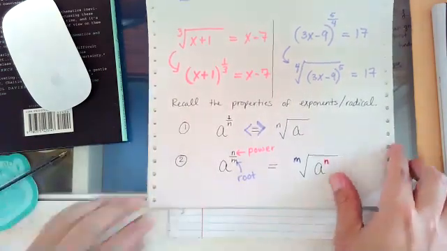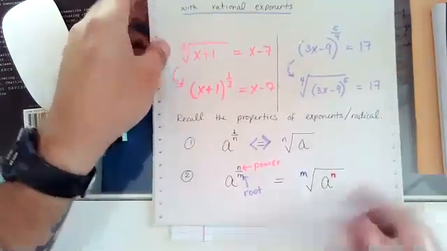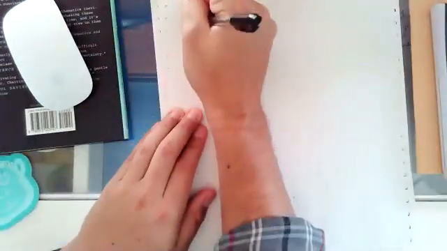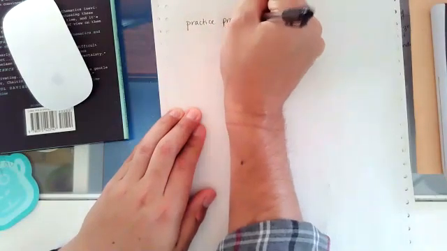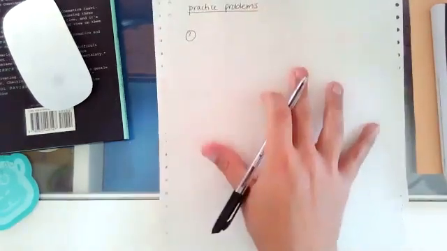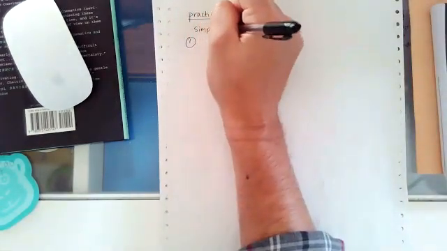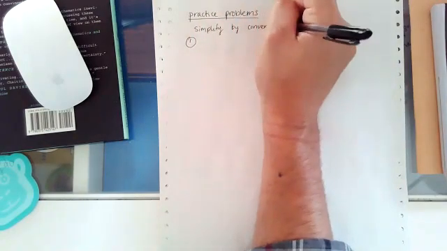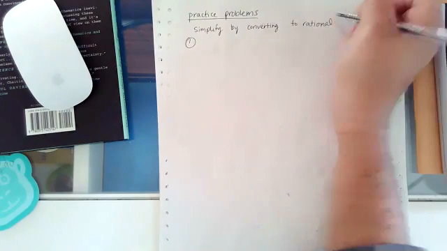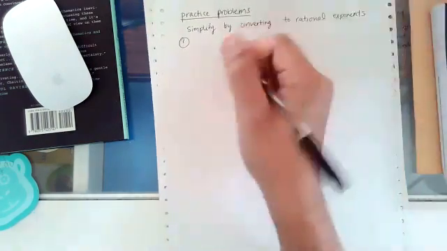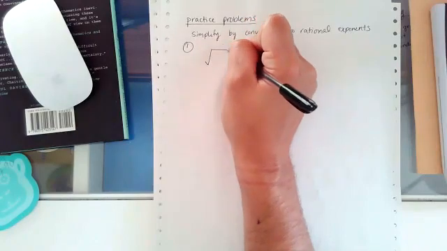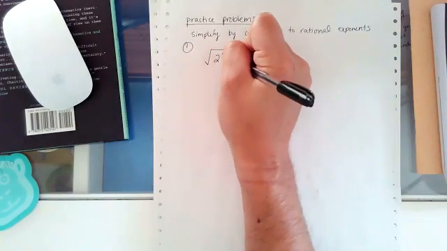But that's not where we're starting. We're going to start at a much lower level in terms of difficulty. So we're going to use those properties. And what I want you guys to do is just work on these practice problems. And let me go ahead and grab these. And the instructions will say simplify by converting to rational exponents. So we're going to simplify an expression by converting to rational exponents. And the first expression that we're going to look at is the square root of 2 to the 4th power.